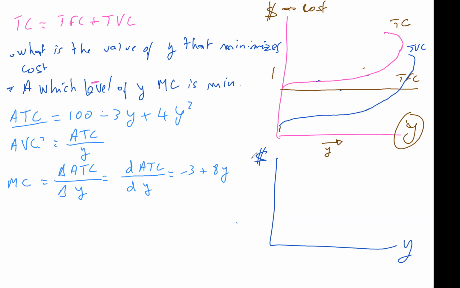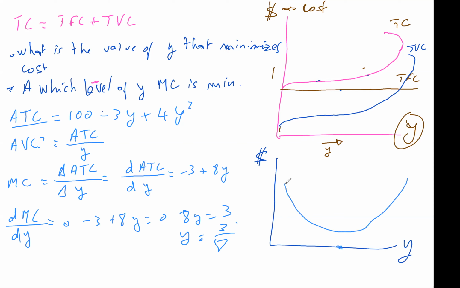So knowing that, I can find out at which level of y my marginal cost is the lowest. I set the derivative of marginal cost with respect to y equal to 0. So I set minus 3 plus 8y equals 0. That is 8y equals 3, and y equals 3 divided by 8. That should be the minimum level where my marginal cost is at its lowest, when y equals 3 divided by 8.